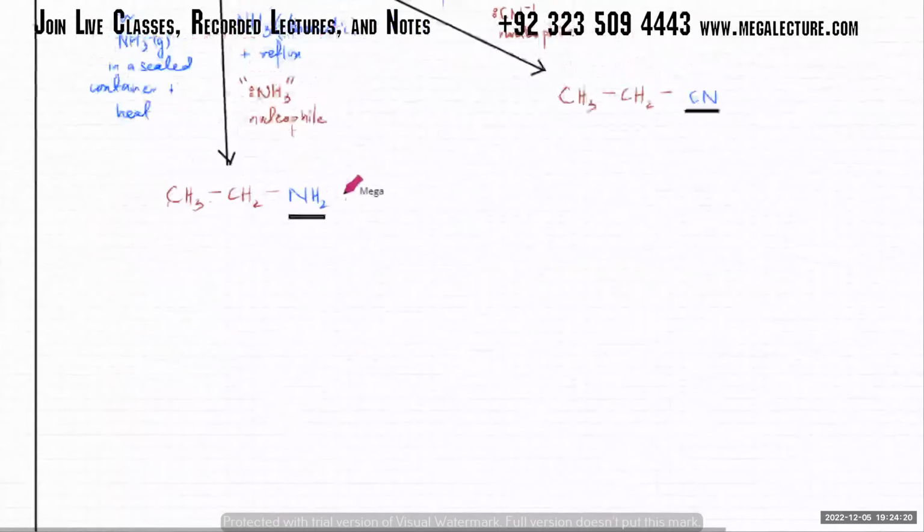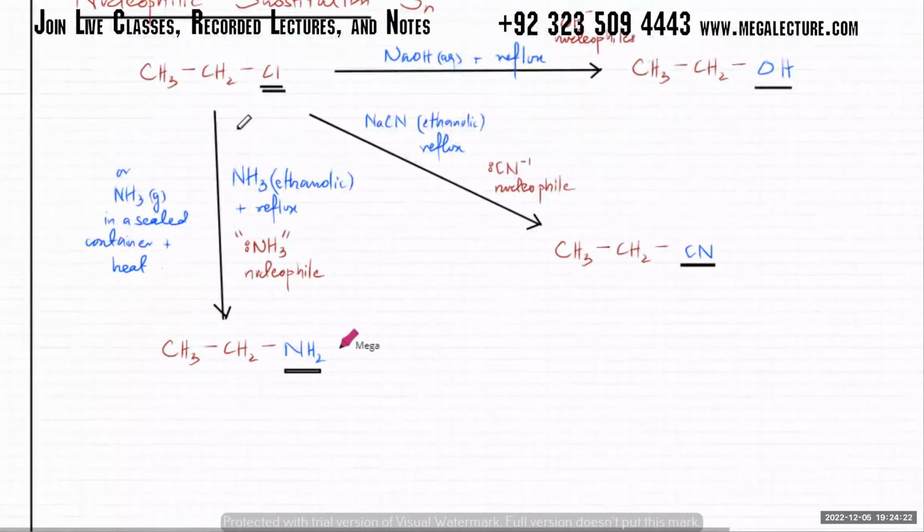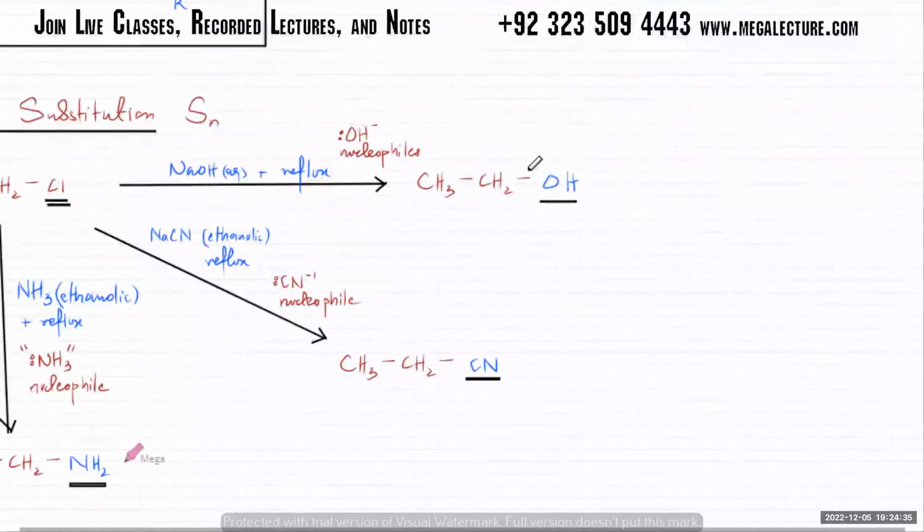The reaction is simple. You've got a Cl, and it gets substituted by OH- ions. So the OH- ion is the nucleophile. CN- is a nucleophile. What is a nucleophile? It's something that gets attracted to positive charge and can donate a pair of electrons. It has extra electrons, and it can give those electrons to somebody else. So that's what a nucleophile is.